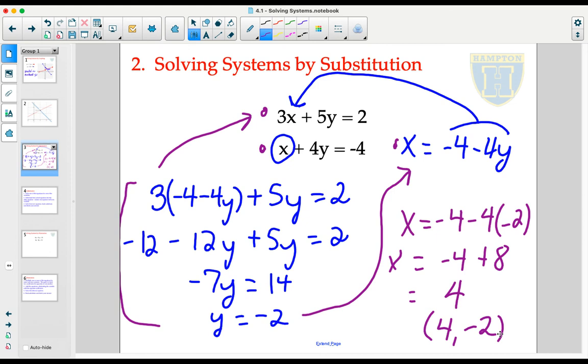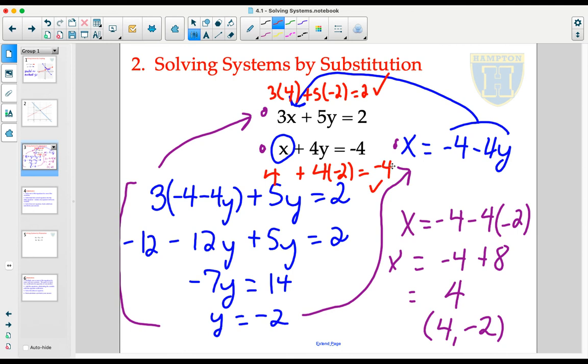Now, if you want to convince yourself that you did this correctly, you can always back substitute the numbers into both equations and check that they work. 3 times 4 plus 5 times -2 is 2. That's a check. 4 plus 4 times -2 is equal to -4, and that is also a check.